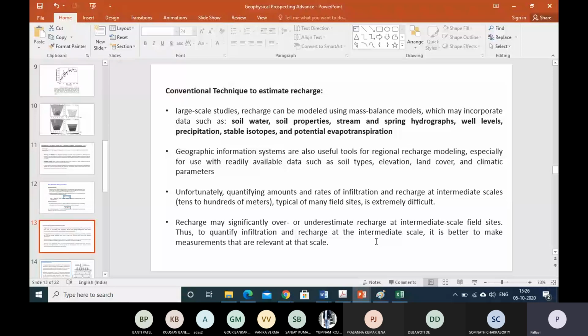But on the other hand, if you are using electrical resistivity tomography, then you don't need anything, okay, anything. You just need to calculate the water velocity directly from your images, right? This is a huge advantage over the existing methods, okay.